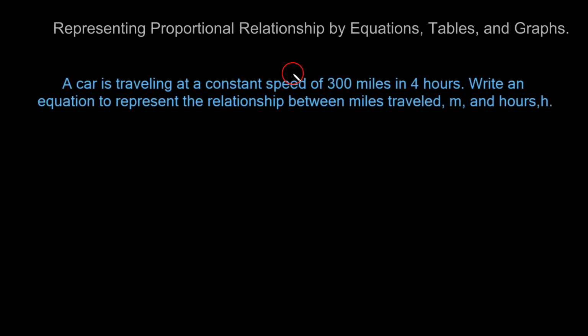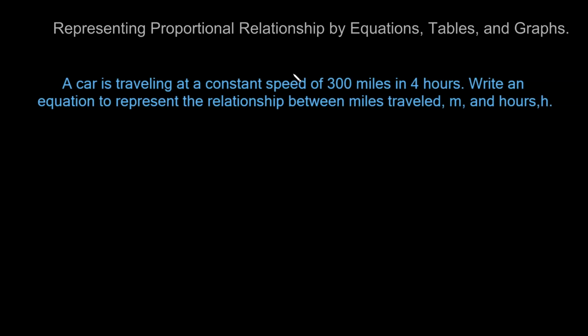Hello mathematicians, hope by the end of this video you can say, I can represent proportional relationships by equations, tables, and graphs. Let's look at one example in this video. A car is traveling at a constant speed of 300 miles in 4 hours. Write an equation to represent the relationship between miles traveled m and hours h.